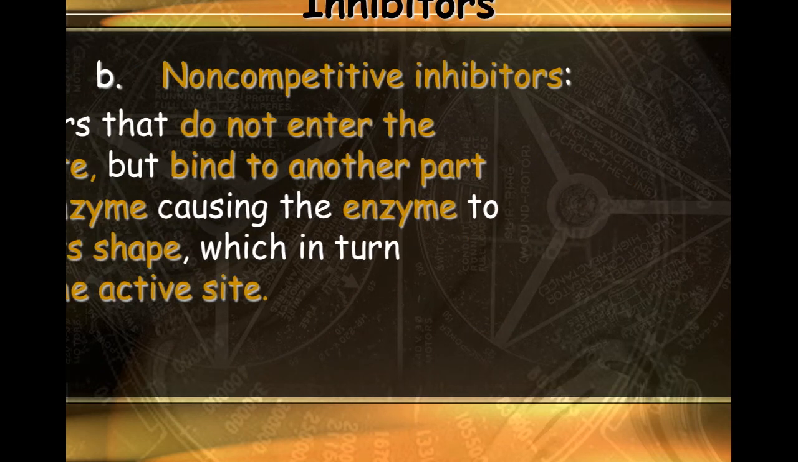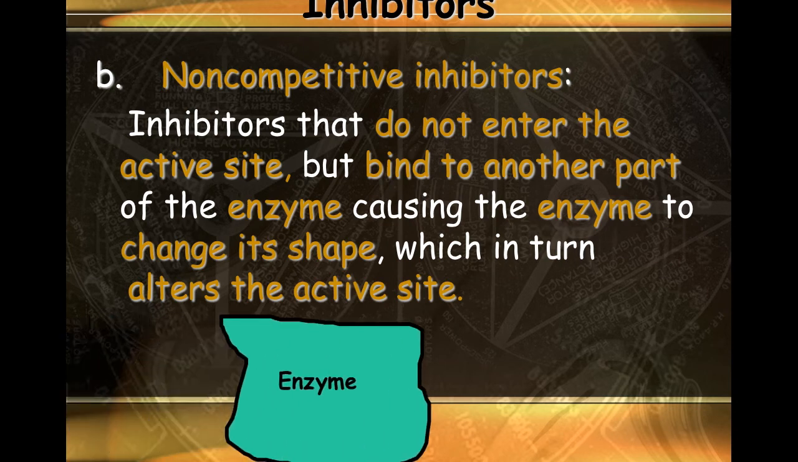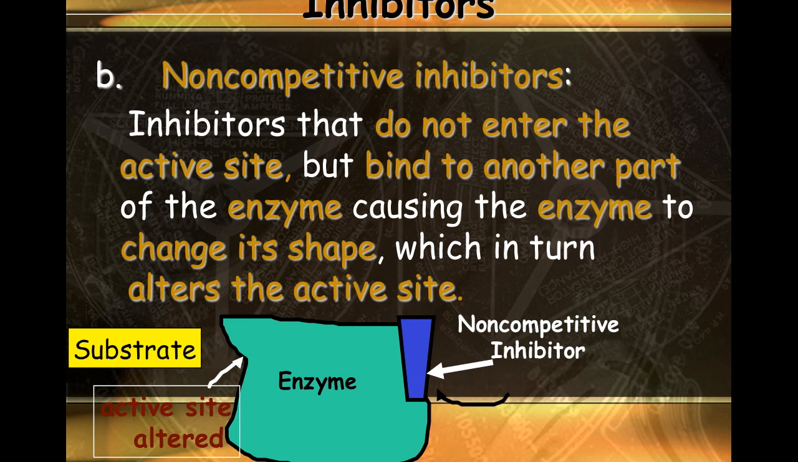And then non-competitive inhibitors. Inhibitors that do not enter the active site but bind to another part of the enzyme, causing the enzyme to change its shape, which in turn alters the active site. So if we add on that non-competitive inhibitor to our enzyme, we're changing the function of that enzyme, so we're changing that active site. Now our substrate can't fit there because now it can only fit with some other type of substrate. So we've changed that whole function of that enzyme.